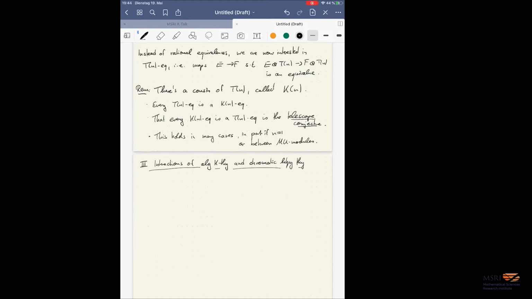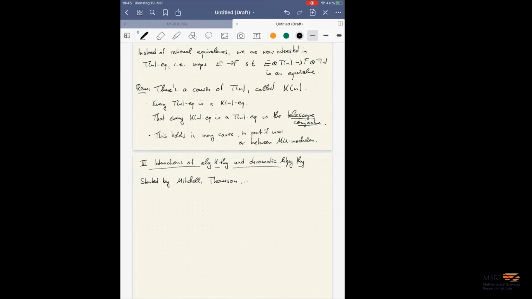So this was started, one can say, by Mitchell and Thomason. And I mean, Waldhausen also had a paper about this. So this was already in the 80s and 90s. This was a topic people considered, but today much more is known due to more advanced techniques.